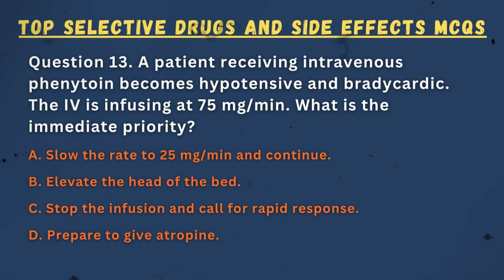Question 13. A patient receiving intravenous phenytoin becomes hypotensive and bradycardic. The IV is infusing at 75 mg per minute. What is the immediate priority? A. Slow the rate to 25 mg per minute and continue. B. Elevate the head of the bed. C. Stop the infusion and call for rapid response. D. Prepare to give atropine.